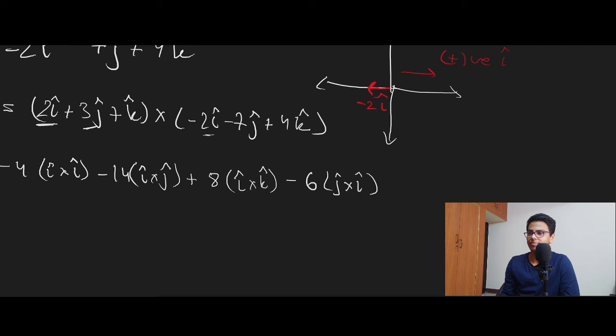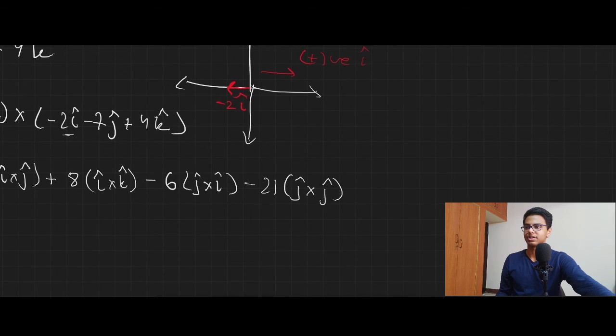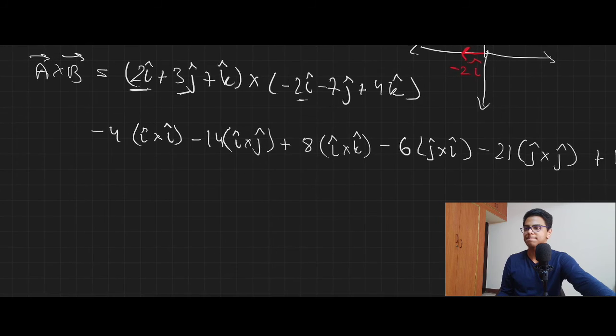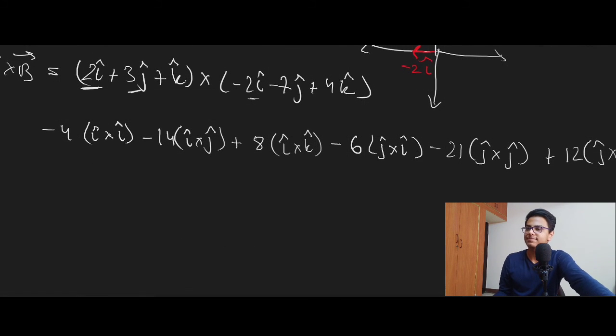Okay, so then we're going to go ahead and multiply. I'm going to do this a little faster. So this is going to be minus 21 i cap cross k cap. Then we have plus 12 j cap cross k cap. Now let's move down. Now let's move on to the last one. So we get minus 2 into k cap cross i cap.